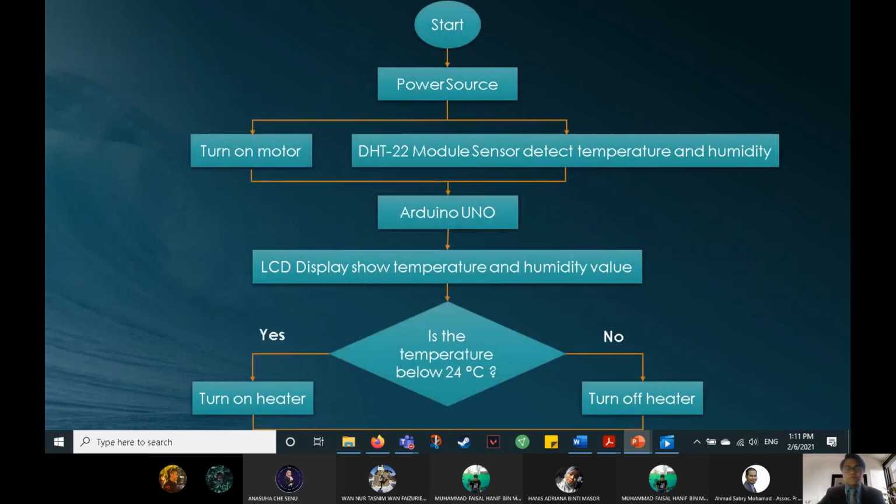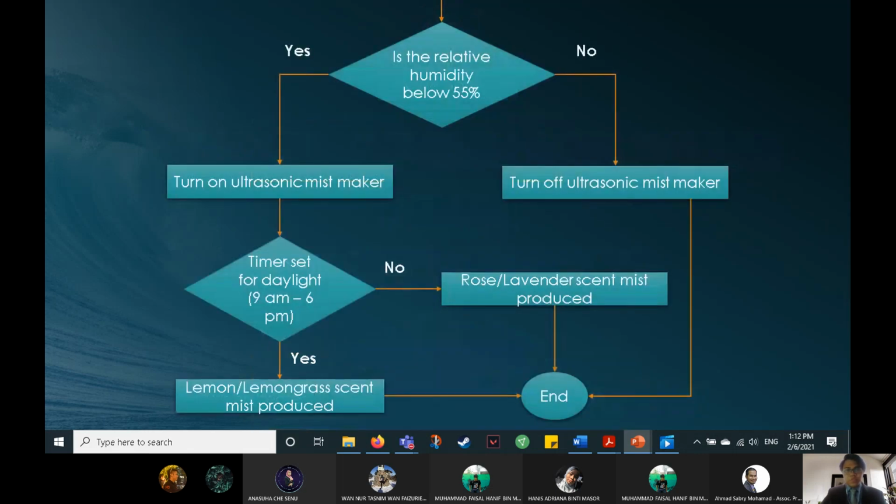So first, start the power source, which is the rechargeable battery, and when you press the start button, it will automatically turn on the motor and the DHT22 module sensor to detect temperature and relative humidity, and then send to Arduino Uno. And the LCD display will show the temperature and humidity values. If the temperature is below 24 degrees Celsius, it will turn on the heater. And if higher than 24, it will turn off.